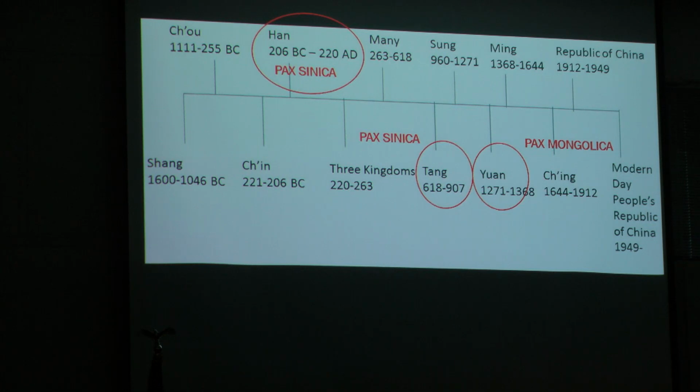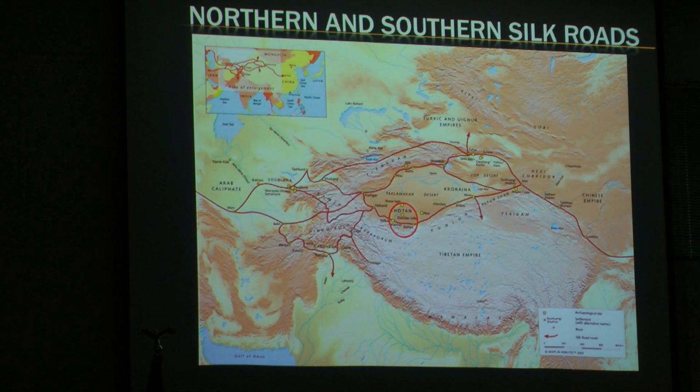According to the legend, now talking about silk, a Chinese princess was sent as a bride to the king of Khotan along the southern Silk Road, and she smuggled a silk cocoon in her hair, breaking the silence about the production of silk that until that moment had been secretly preserved by the Chinese.